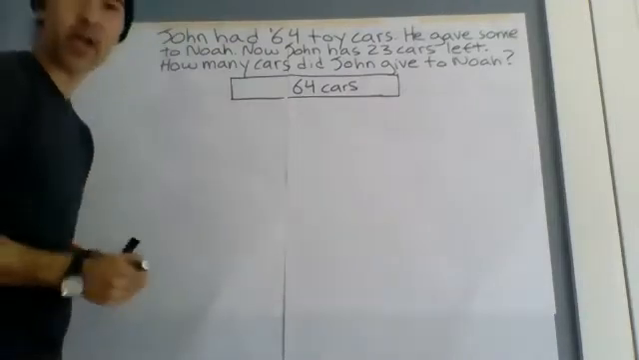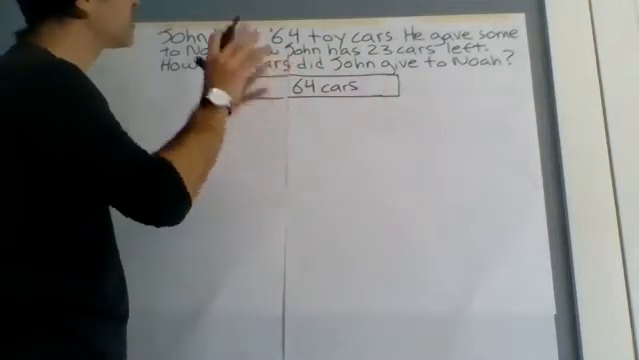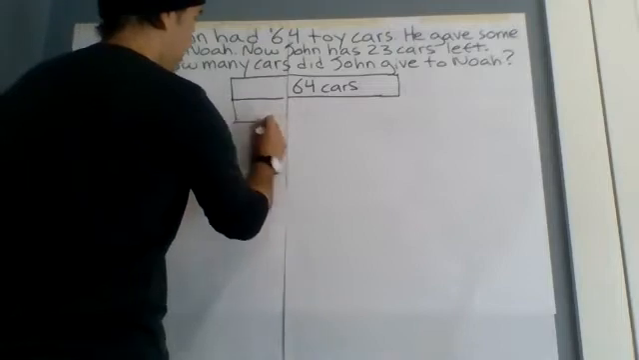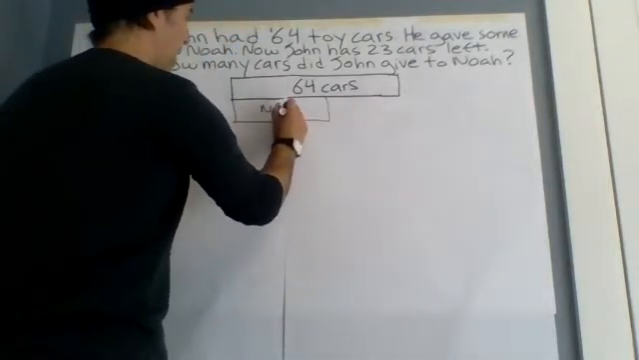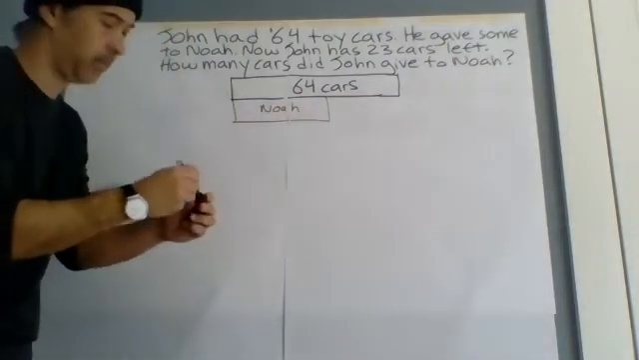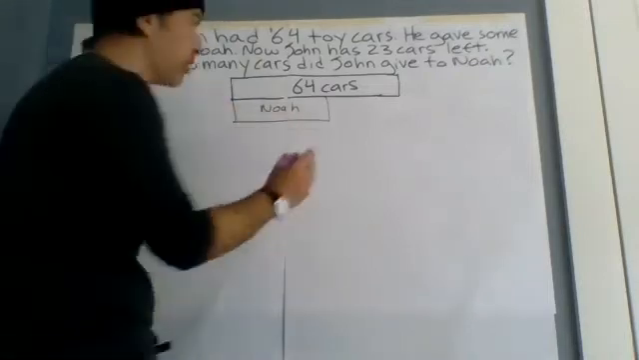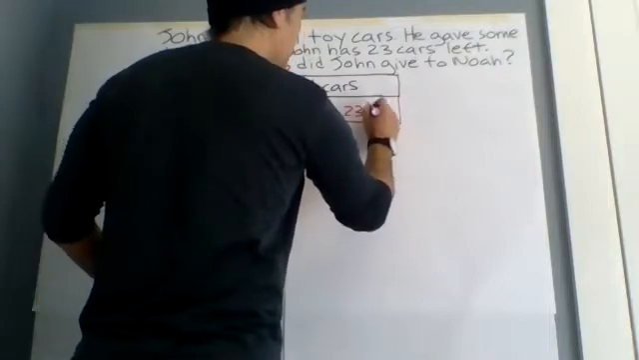Now, I know that he gave some to Noah. Okay, so these are the cars that Noah has. He gave some to Noah. And I also know that after he gave the cars to Noah, he had 23 left.